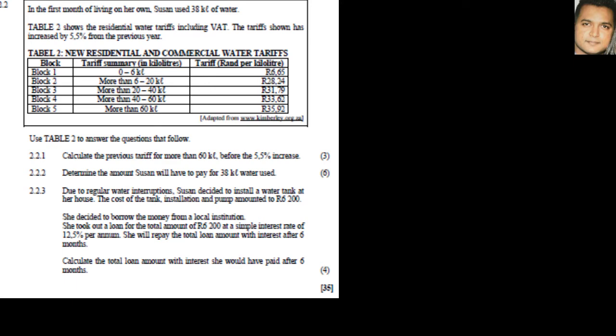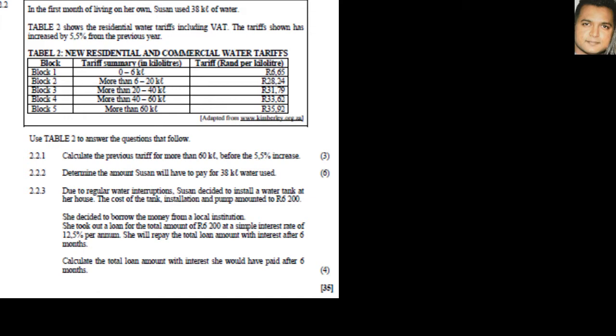In the first month of living on her own, Susan used 38 kiloliters of water. Table 2 shows the residential water tariffs including VAT. The tariff shown has increased by 5.5% from the previous year. Okay, we are familiar with the tariff table, and by looking at the tariff table we can answer the questions below.